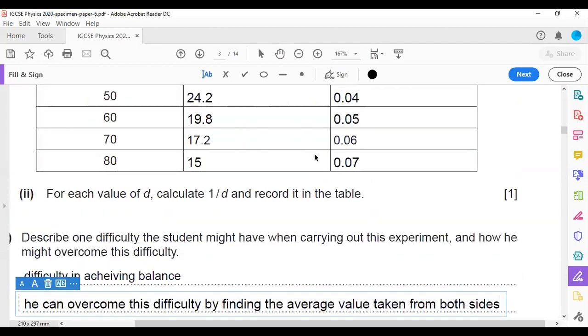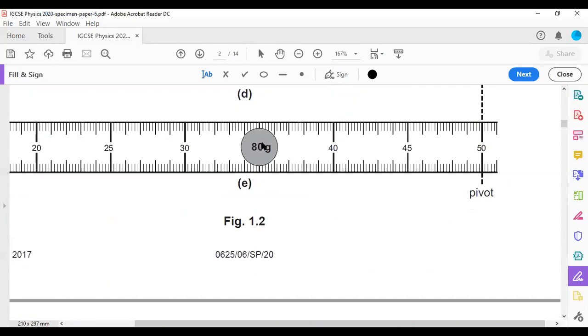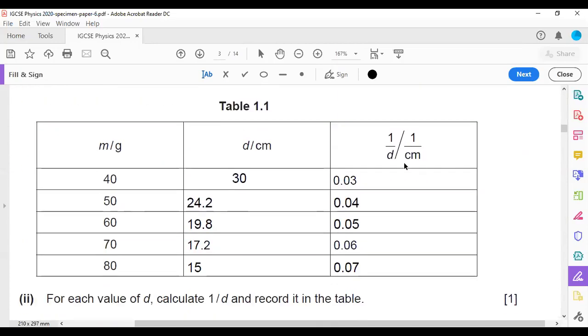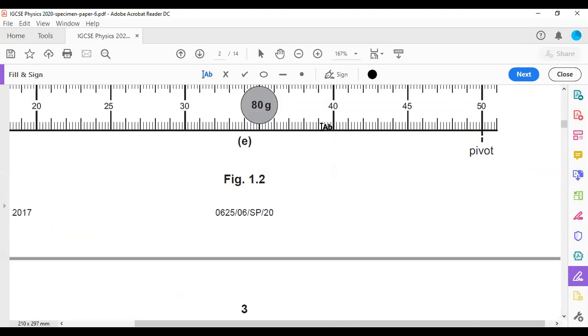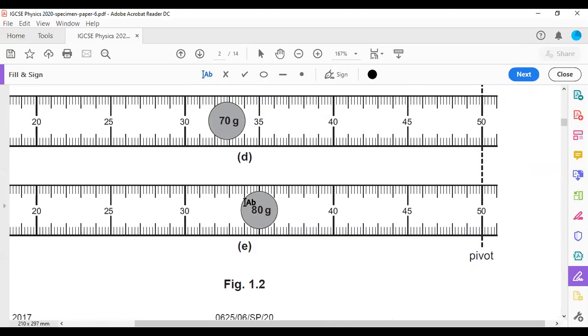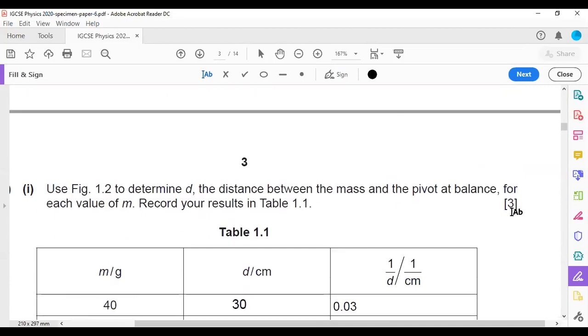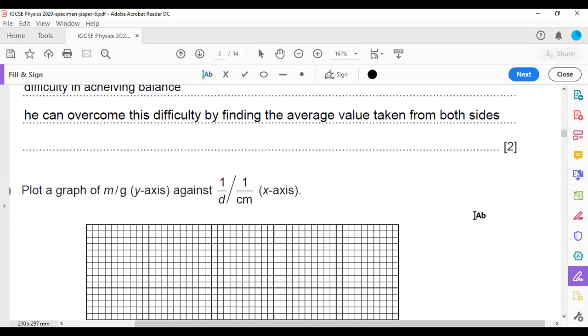Like how we have the balancing beam here, the 50, put the weight here, and you take the reading here. You turn around the ruler, so instead of this on the left hand side, it could be on the right hand side. You take the two readings and find the average value. So where this is right now, this is on the left hand side. He could just turn around the ruler to face the right hand side and take back the same reading. Whatever value you get, he adds the two values together and divides by 2, and that's the average from both sides.